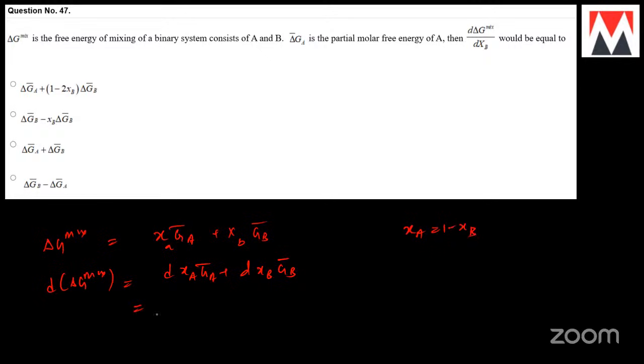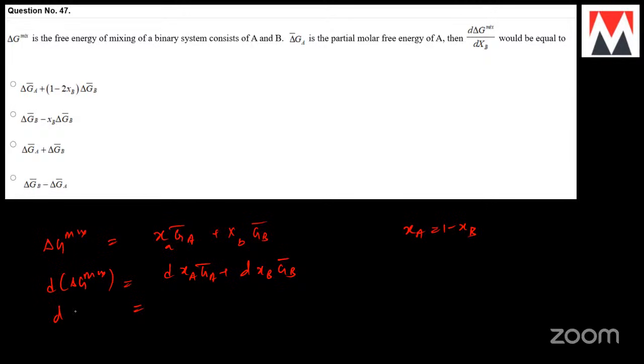XA GA bar plus XB GB bar. So if you differentiate delta G mixing, you have dXA GA bar plus dXB GB bar. You can write with respect to XB if you want to do. If you want to differentiate with respect to XB, XA you can write as 1 minus XB.